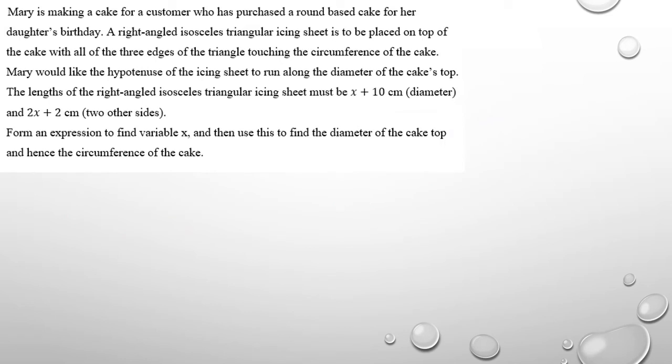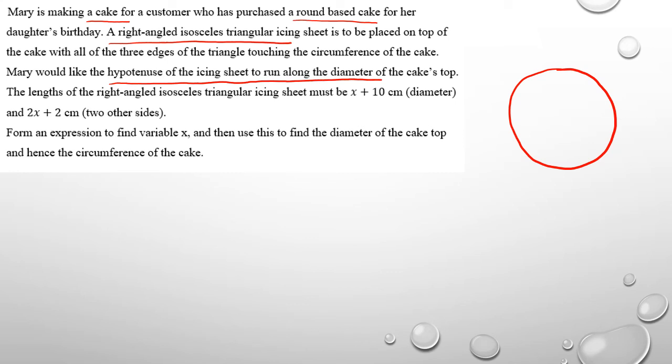Okay, so in this question, the keywords are you're making a cake. It's a round cake, so it's circular. Draw it in here. And inside the cake there is a right angle isosceles triangle, which is icing sheet that's placed on the top of the cake. All the three corners of the triangle touch the circumference of the cake, and the hypotenuse of the icing runs along the diameter.